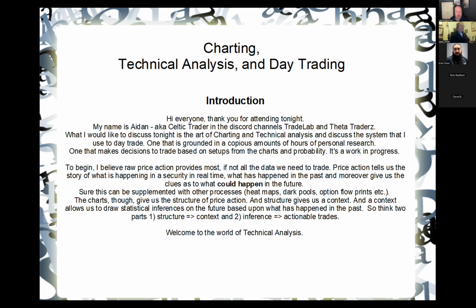But the charts, they give us the structure of price action, and structure gives us the context. And once we have a context, then we can draw what I like to call statistical inferences. And what do I mean by that? We're inferring on the future what we believe could happen based upon what's happened in the past. So, as we're navigating through this discussion tonight, I want you to think of two things. Number one, structure, which gives us context, and number two, inference, which gives us actionable trades. So this is my world of technical analysis.